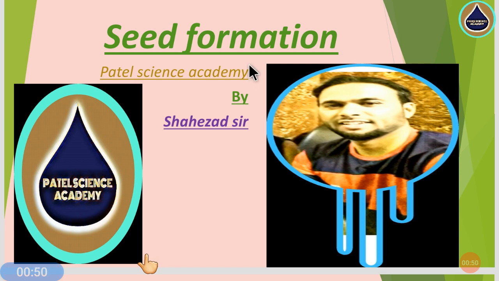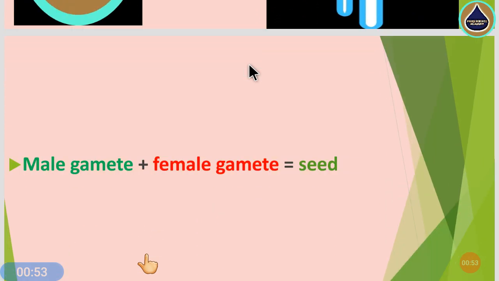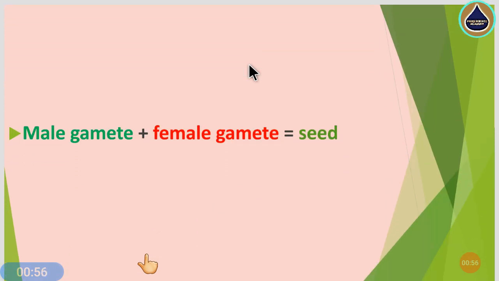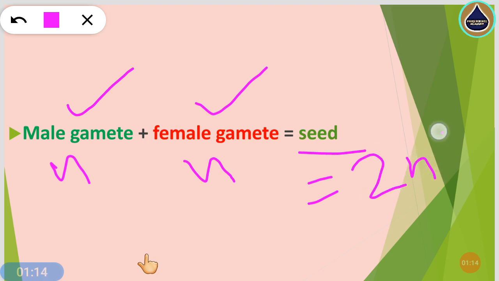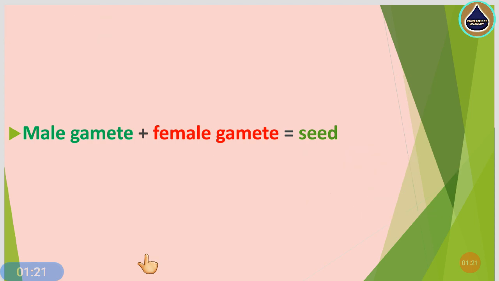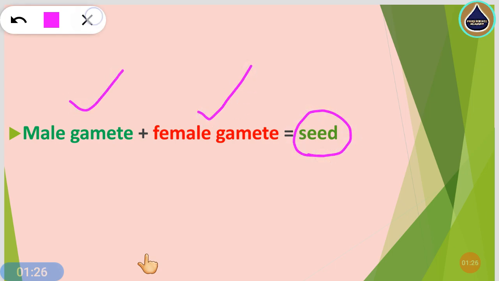So dear students, let's see the details of these slides one by one. You can first understand the formation of the seeds. The seed is formed by the fusion of the male gamete with the female gamete. The male gamete is haploid, single n, and the female gamete is also haploid, single n, and they fuse. These two gametes fuse to give the 2n zygote, and that 2n zygote finally converts into a seed with its embryo. So simply, this seed is formed by the fusion of the female gamete and the male gamete.